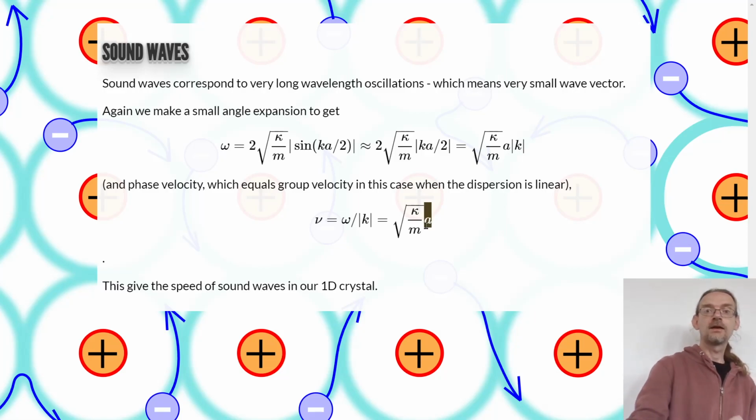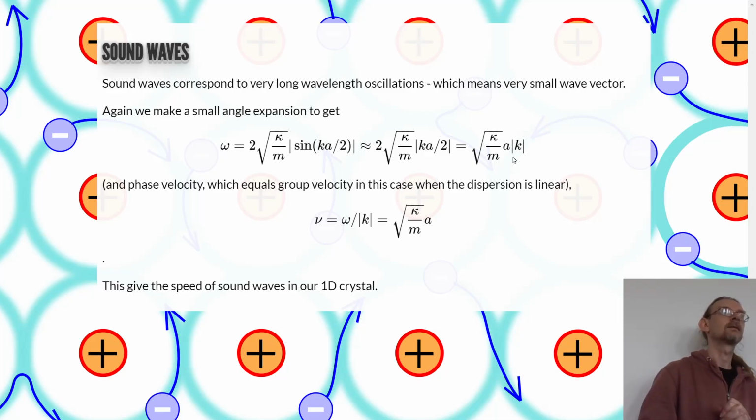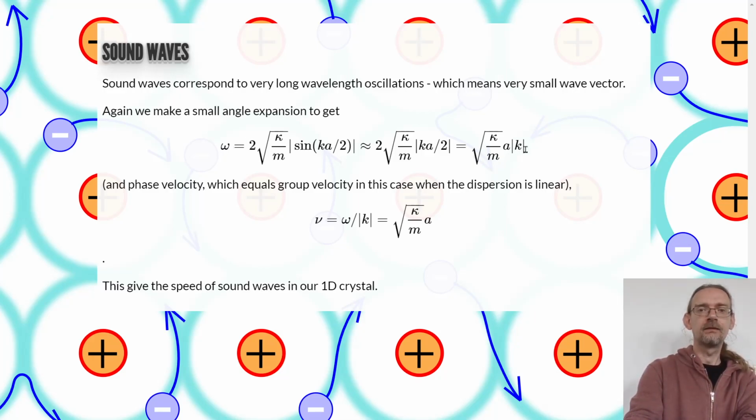And so a sound wave is this small wave vector solution, and indeed the phase and group velocity should be the same. So it basically means that the frequency and the wave vector are proportional to each other. So in general, there is a sound wave if you have a solution that has this form. For small wave vectors, there is a solution where we've got frequency proportional to the wave vector. So this is the speed of sound in our 1D crystal.